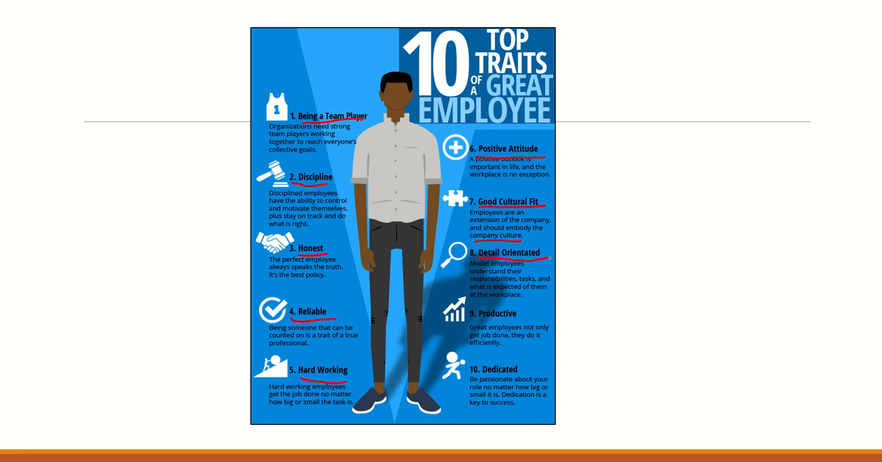Detail orientated. You have to be responsible for even a tiny detail. Productive, creative, dedicated, passion. You have to work 7 hours with your passion. Work hard. Okay, so those are about traits or characteristics of the great employee.